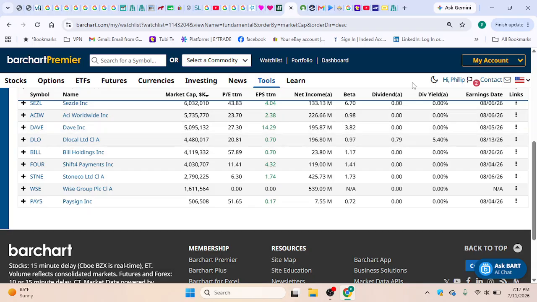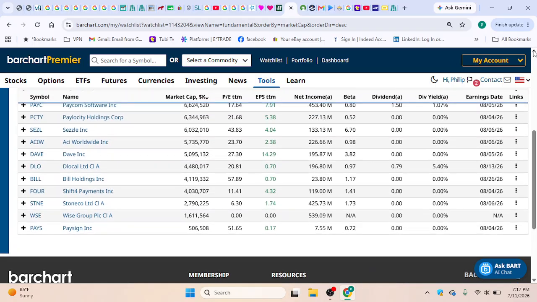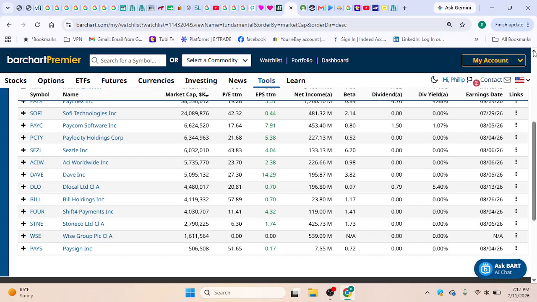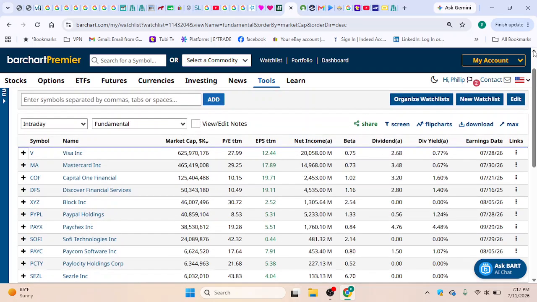Well, when I look at that, I always like to look at not only the size of the company, but I also like to look at this column right here, this net income column, because what good is it if a company's huge and it's got all this business, but it doesn't make money? You know what I'm saying? So net income, I think, is a big deal.